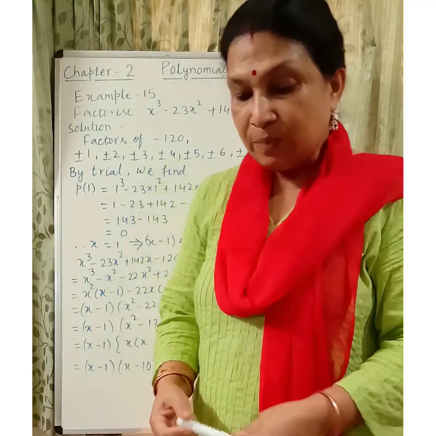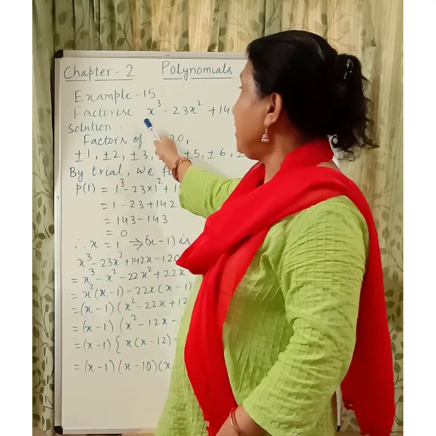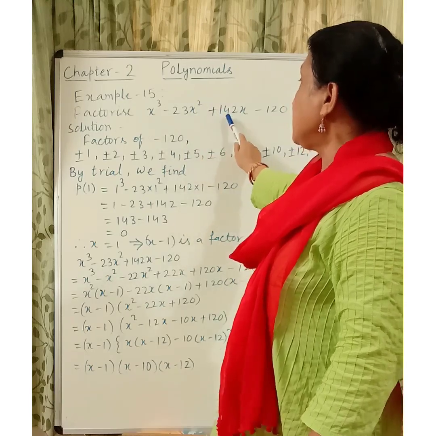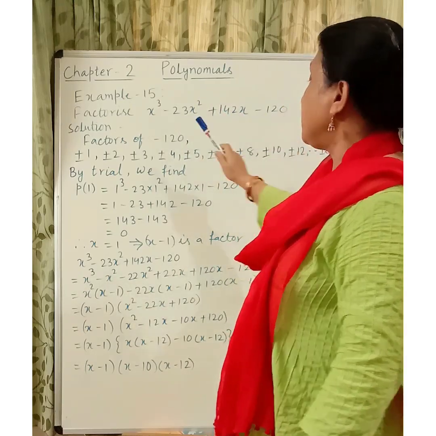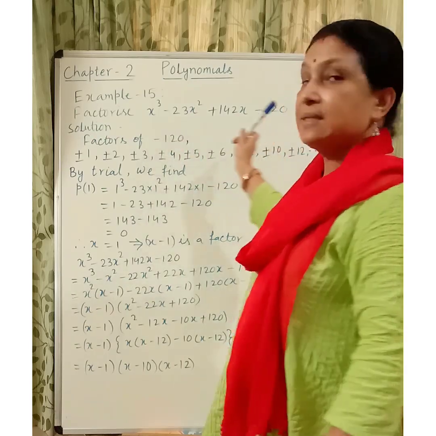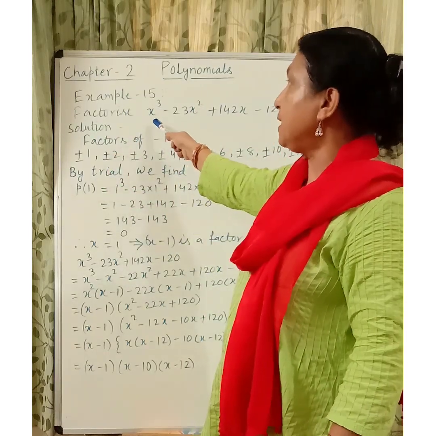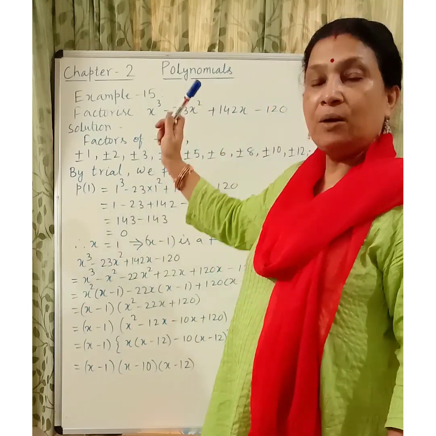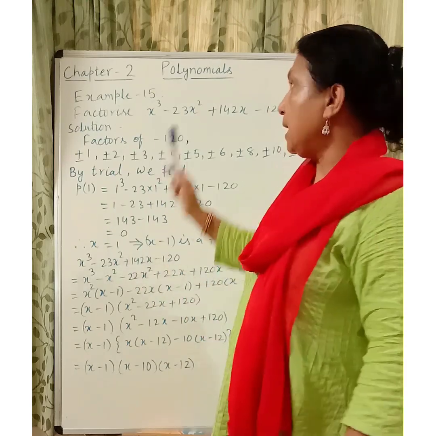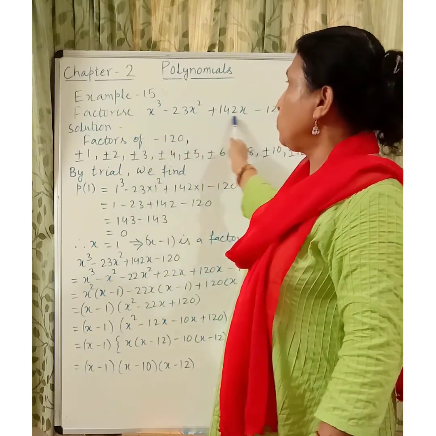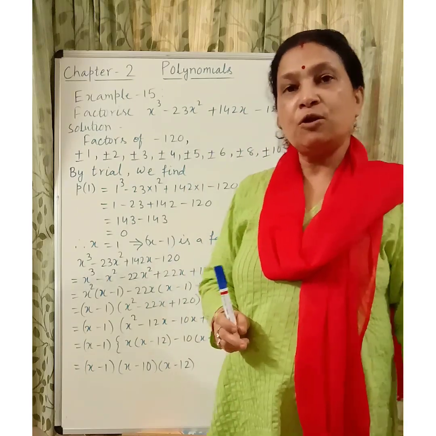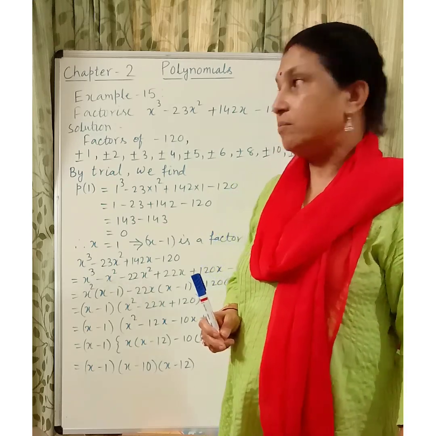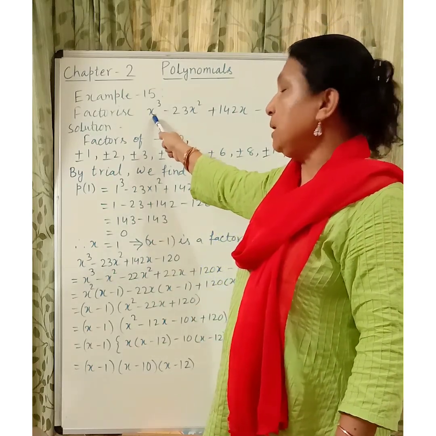Now, example 15. Here we have to factorize x cube minus 23x square plus 142x minus 120. You can see the difference between the other polynomials we were taking and this polynomial. This has 4 terms, and what is the degree of this polynomial? The highest degree is 3, so it is a cubic polynomial. So how many values of x will you be getting? You will be getting 3 values of x, because it is a polynomial of degree 3.